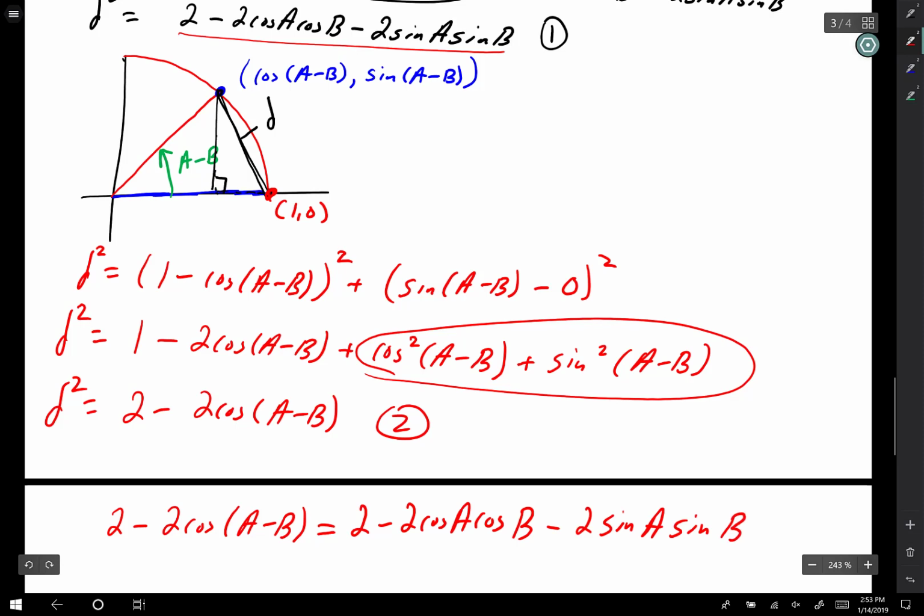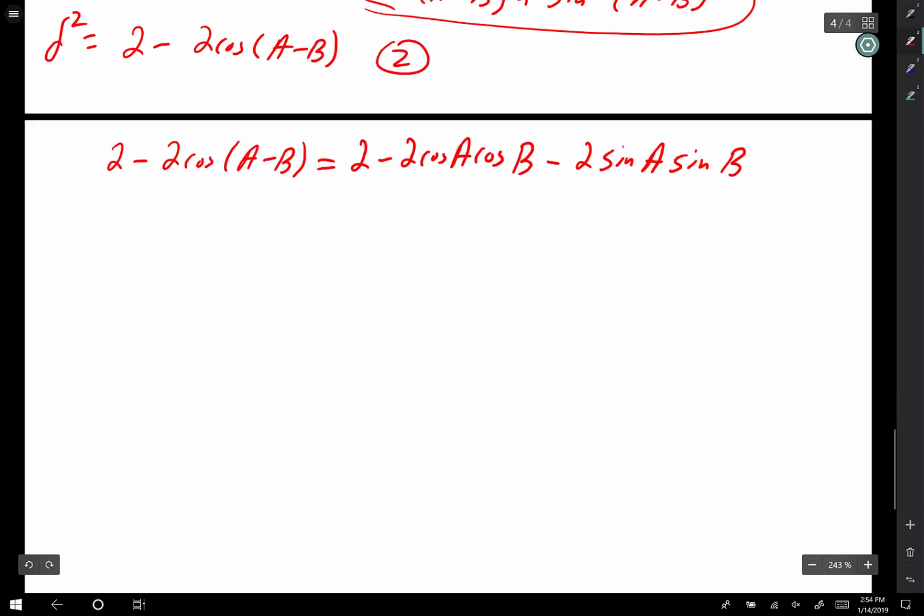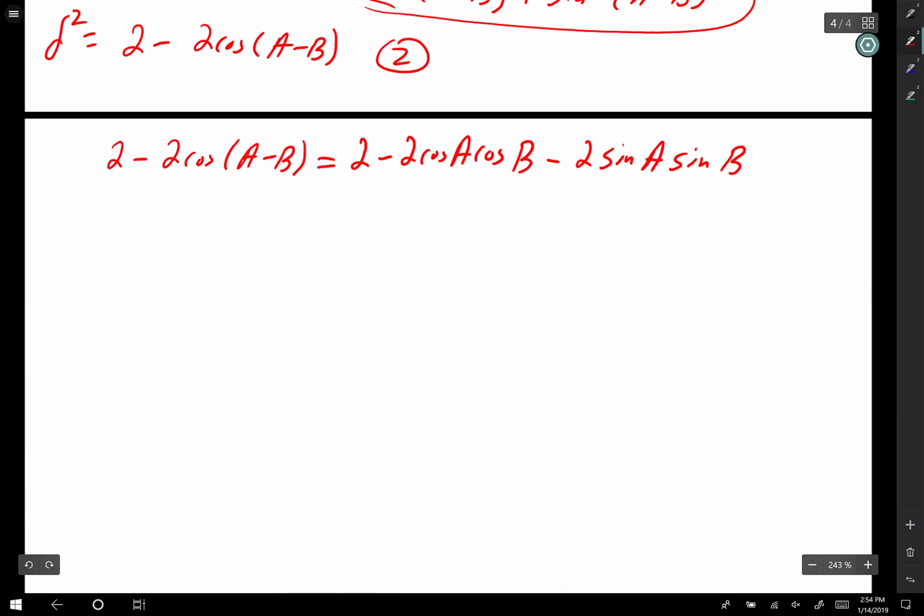Get up to here? Yeah. Can you see? Yes. The one on the left-hand side is equation 2. The one on the right-hand side is equation 1. Don't worry, guys. We're almost done. Check it out. Minus 2, those cancel out. How do I get rid of that negative 2 in front of the cosine? Divide by negative 2.